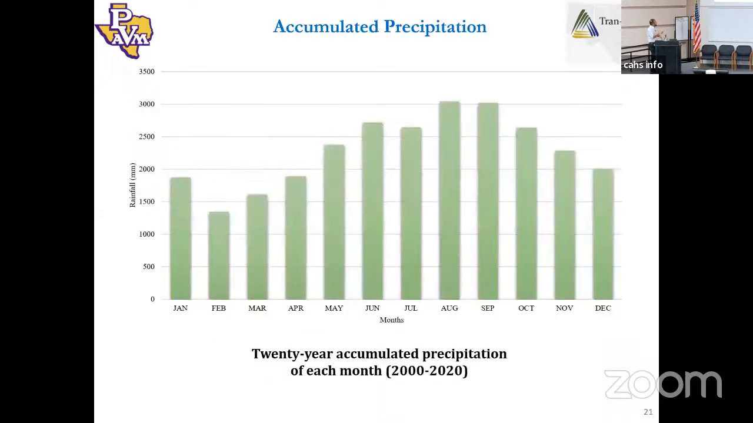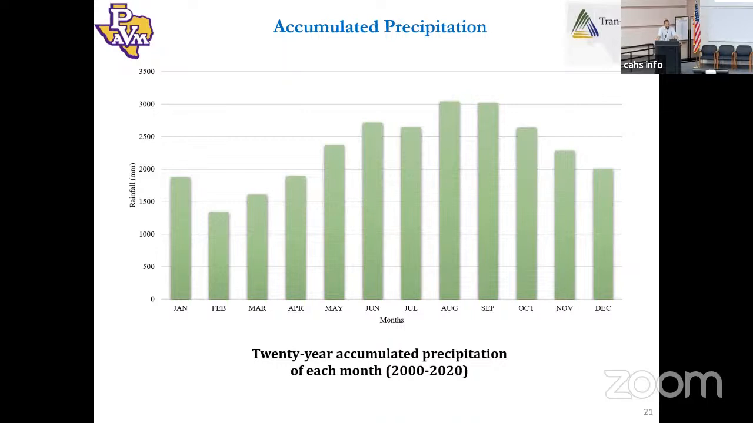Now, this is the accumulated precipitation. If we see that for the last 20 years, in January, we had almost 2,000 millimeter of rainfall. And we see that every year, July and August, we have the maximum rainfall. We have the maximum rainfall in the month of July and August. Now, why did you do that?